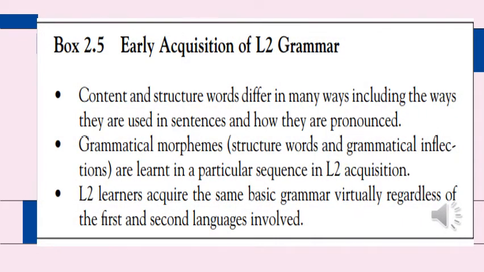On the early acquisition of L2 grammar: content and structure words differ in many ways, including the way they are used in sentences and how they are pronounced. Grammatical morphemes, structure words, and grammatical inflections are learned in a particular sequence in L2 acquisition. Last one, L2 learners acquire the same basic language virtually regardless of the first and second languages.